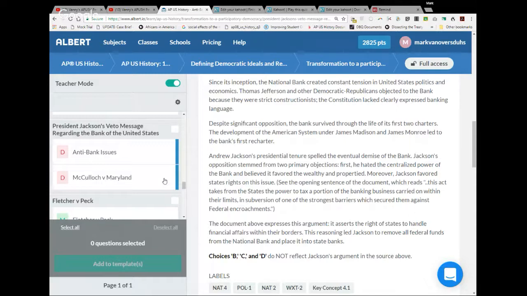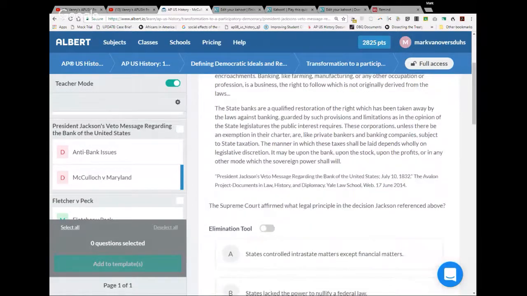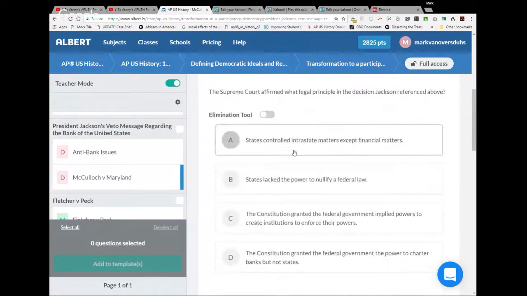Now, let's do one more question on McCulloch versus Maryland. The Supreme Court affirmed which legal principle in the decision Jackson referenced above? States control intrastate matters except financial ones. States lack the power to nullify a federal law. The Constitution granted the federal government implied powers to create institutions to enforce their powers, or the Constitution granted the federal government the power to charter banks, but not the states. What legal principle is stated in McCulloch versus Maryland?